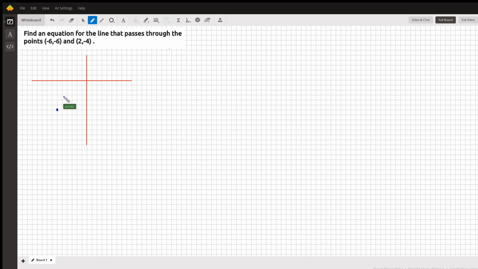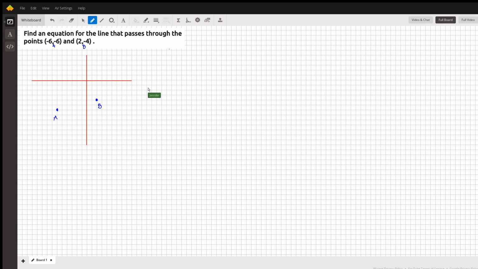Okay, and the second one is (2, -4). So you go to the right 2 and down 4: 1, 2, 3, 4. So this is your second point. I'm going to call this one point A and this point B, so we can just name them for now. And then let's draw a line that passes through these two. Okay, so it'll be this line, more or less.